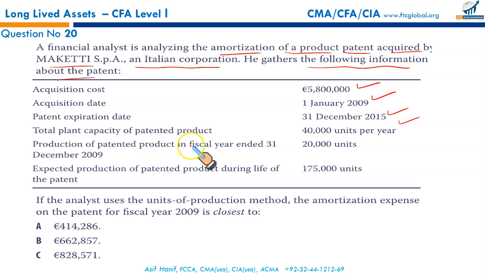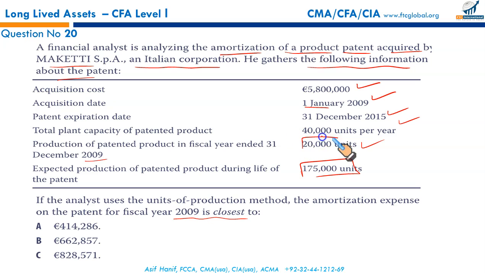Production of patented product in the fiscal year ended 31st December 2009, just the end of the first year when the patent was acquired, 20,000 units. Expected production of patented product during the life of the product is 175,000 for the whole life of the product. Now, if the analyst uses the units of production method, the amortization expense on the patent for the fiscal year 2009 is closest to.